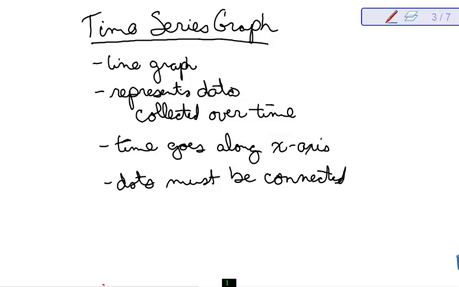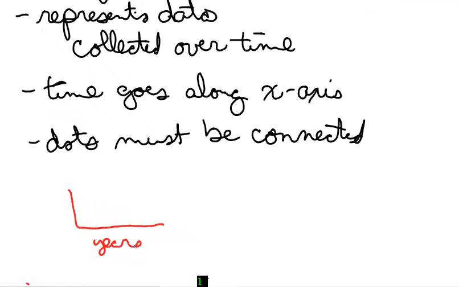Your time goes along the x-axis. So for instance, your years would be down here, and whatever you're talking about, money, enrollment, things like that, would be along the y-axis. And then it says the dots must be connected, so it's going to look something like this, depending upon what your data shows.